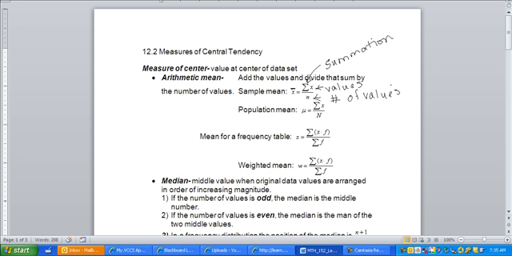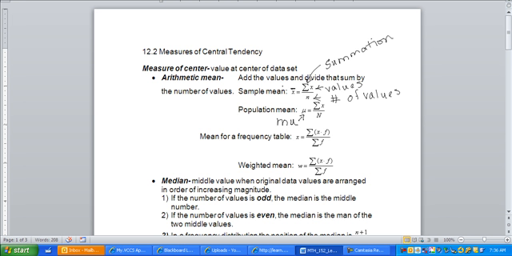The population mean is calculated in the same manner, except we use a different symbol. It's a Greek letter. Mu is the Greek letter that we see here. That's the population mean. And again, we're going to add up all the values in the population and divide by the number of values. Capital N is designating the number in the population. Lowercase n in the previous formula designated the number in the sample. So fairly simple for those two.